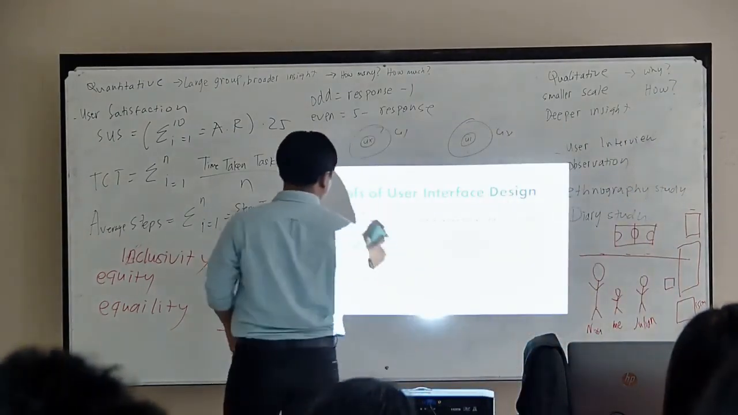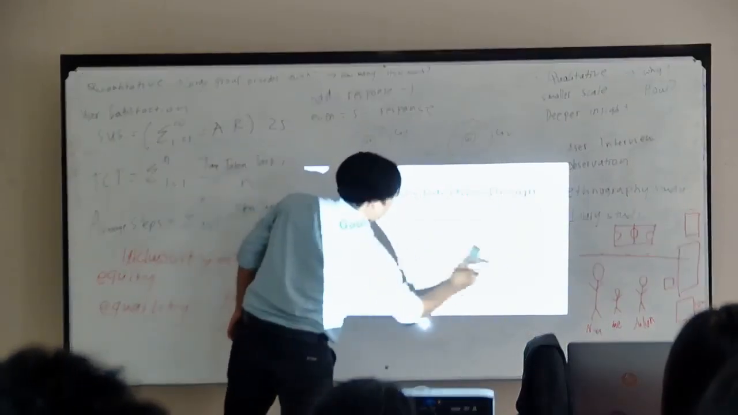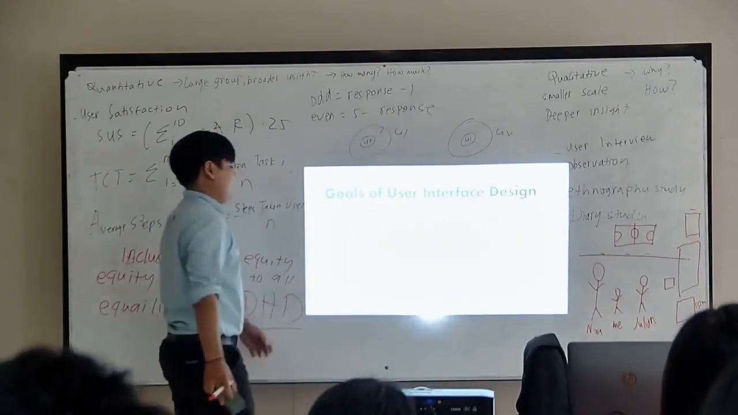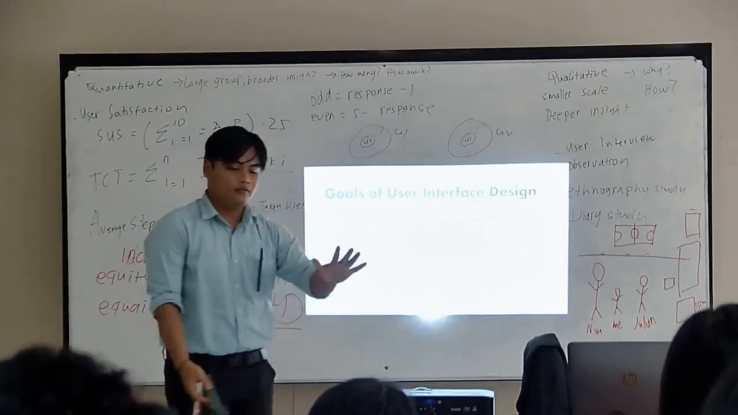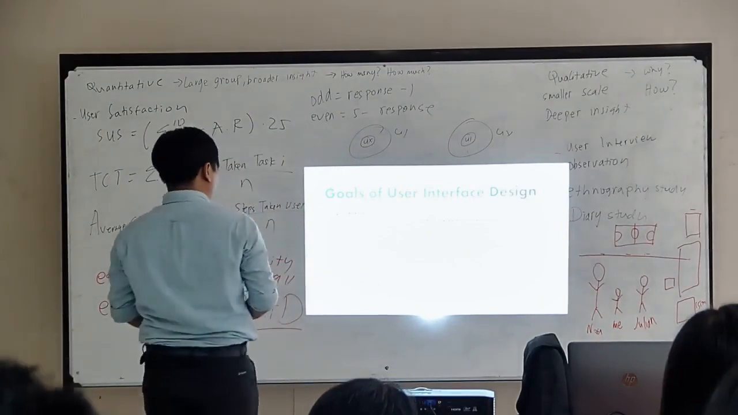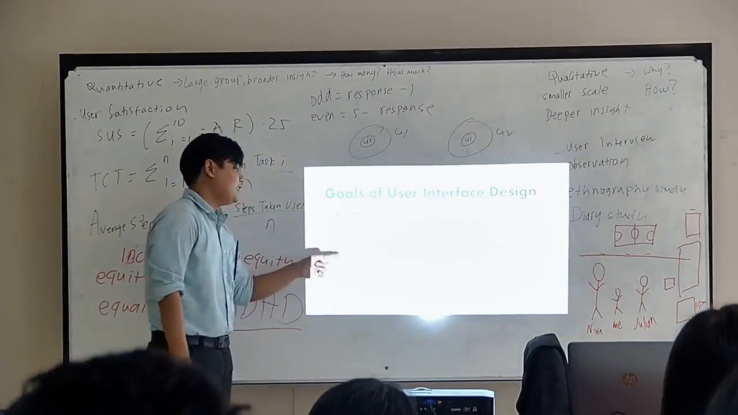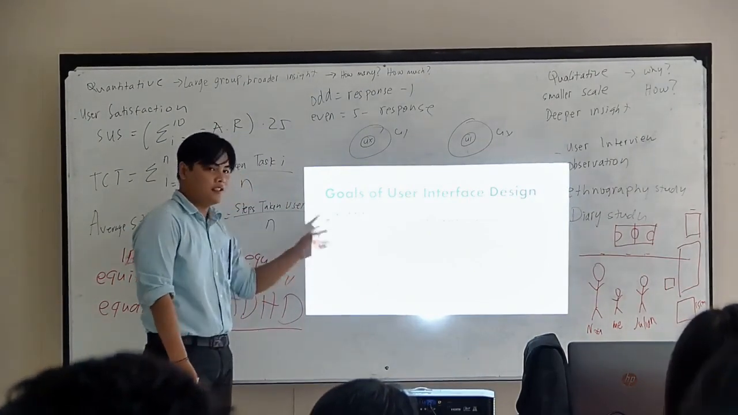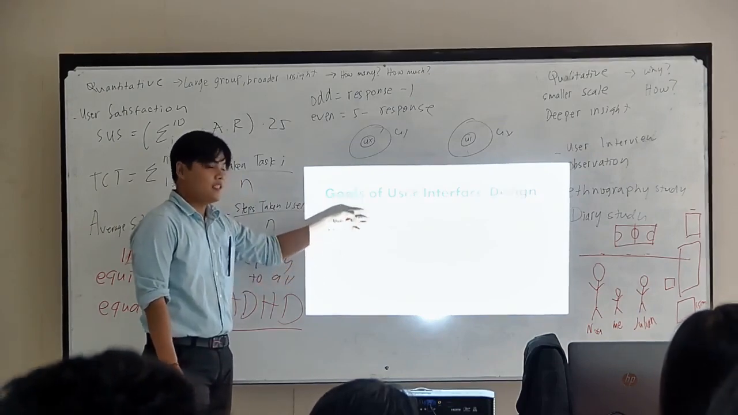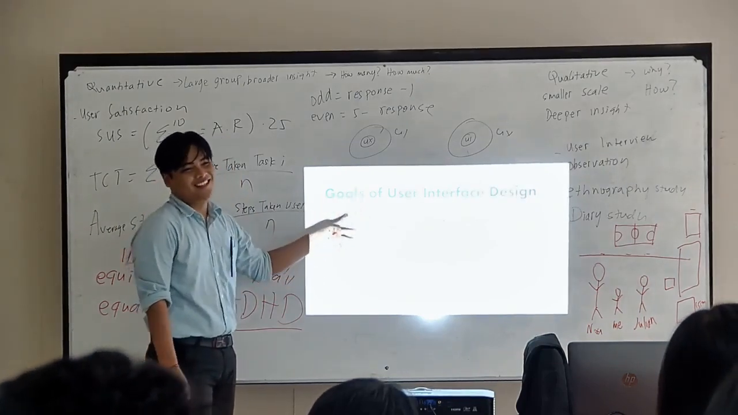The goals of user interface design. There are 5 goals. First is satisfaction, efficiency, effectiveness, accessibility, and consistency. Satisfaction, you know satisfaction, right?